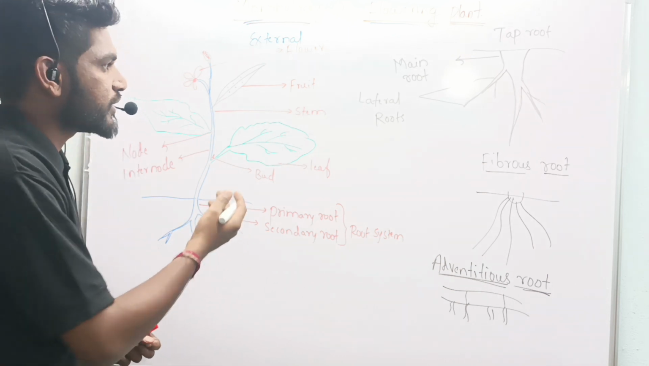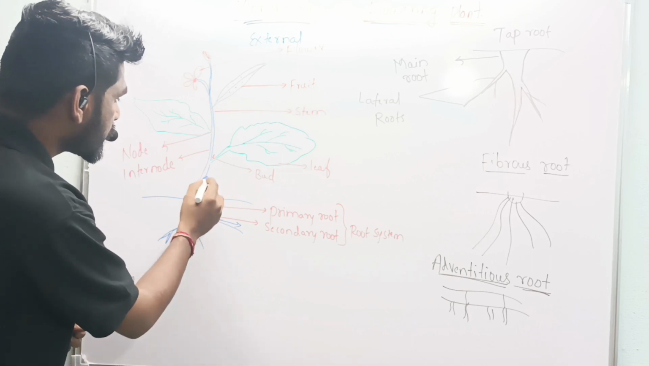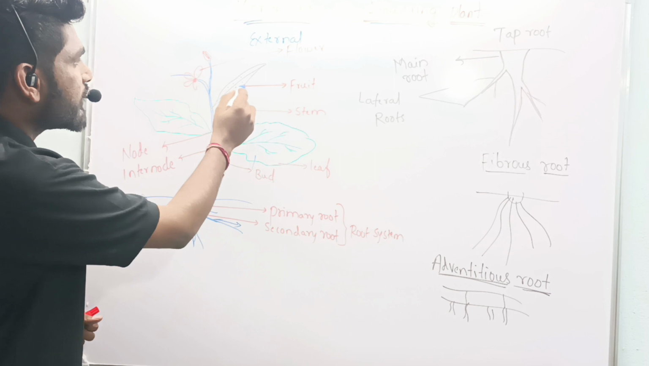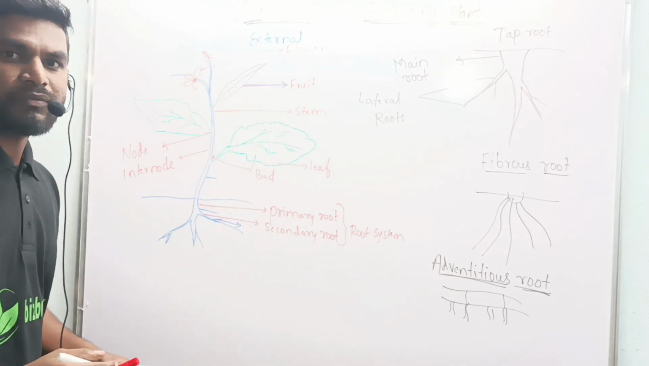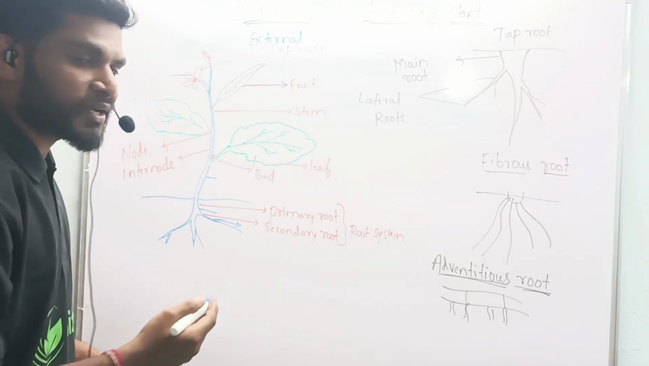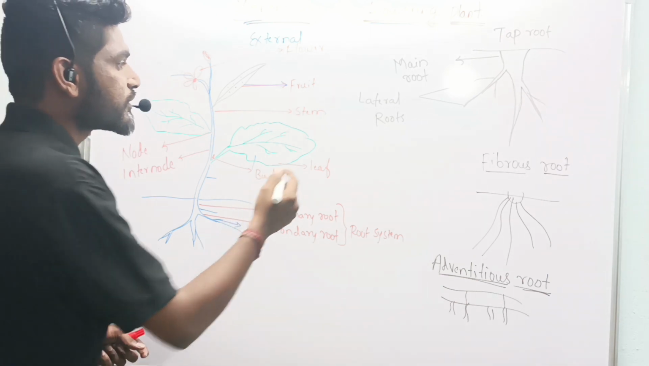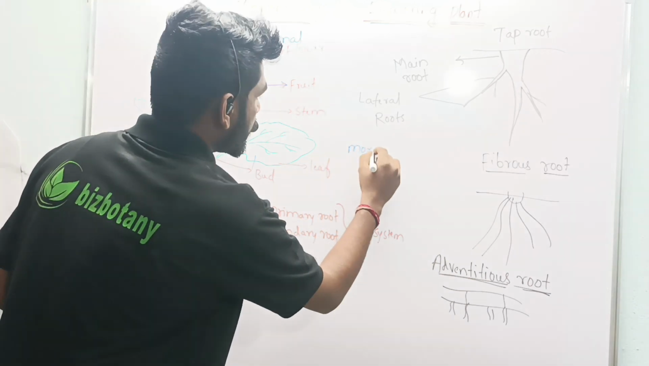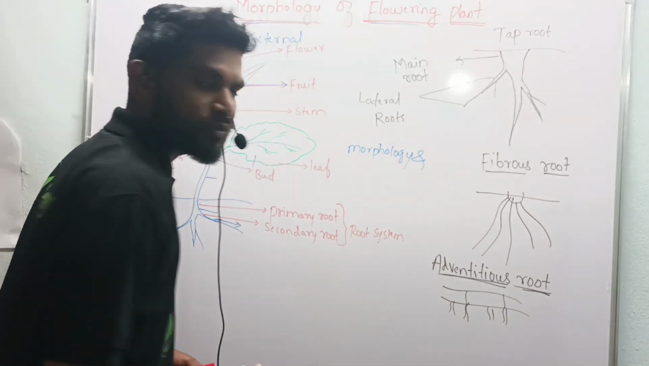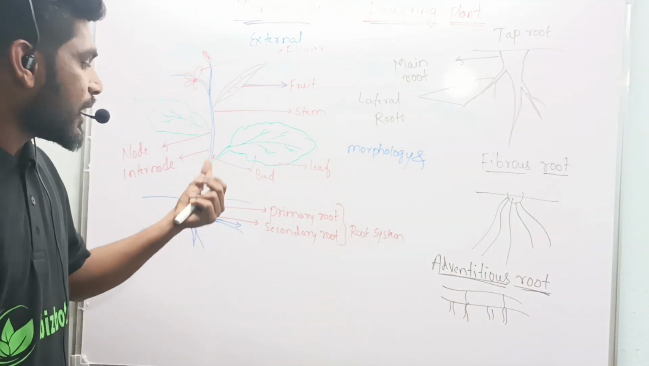The angiosperms are characterized by the presence of a root, stem, leaves, flower, and finally a fruit. In previous chapters, we studied the classification of plants. We classified the plants on the basis of their morphology as well as other characters.